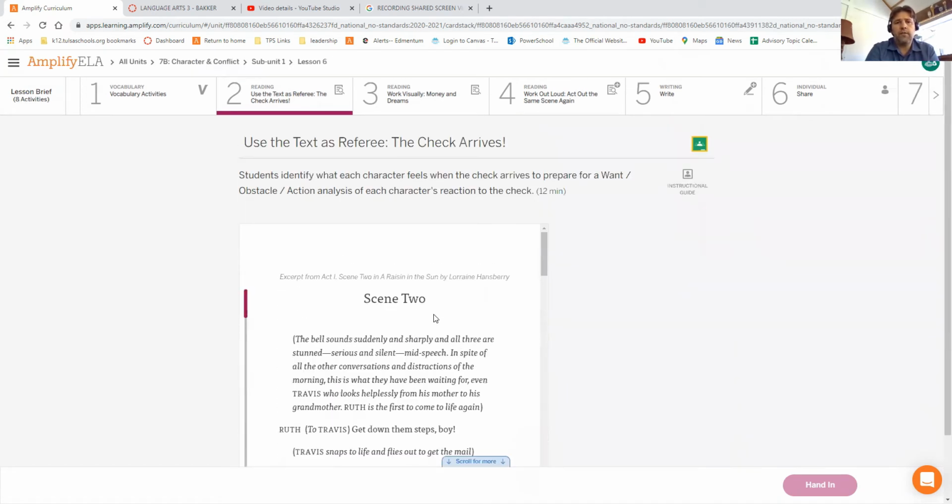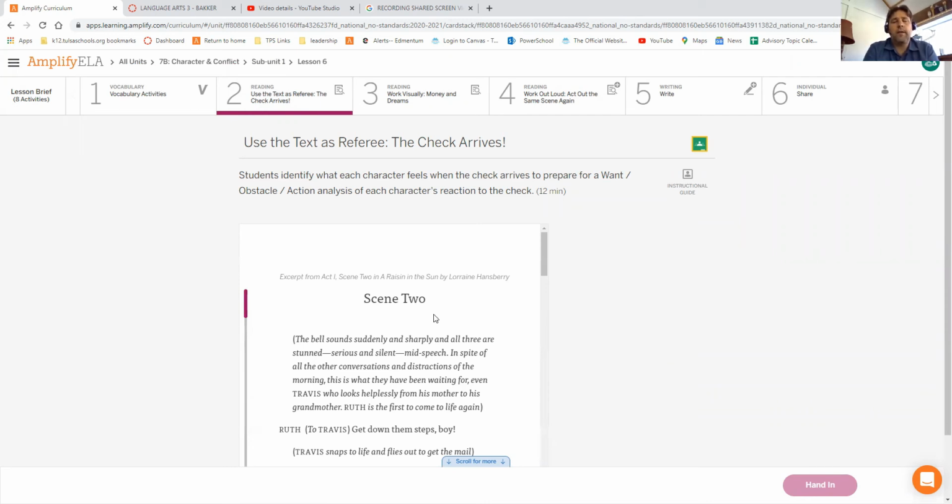At the very top here, for those of you who don't understand it, the bell sounds suddenly and sharply. The bell is the sound of the mailman dropping off the mail, okay? At this point in time, when a mailman would drop off mail on the front step, there was generally a bell to pull to tell people, hey, the mail's here. And they would run downstairs and grab it, et cetera, et cetera.